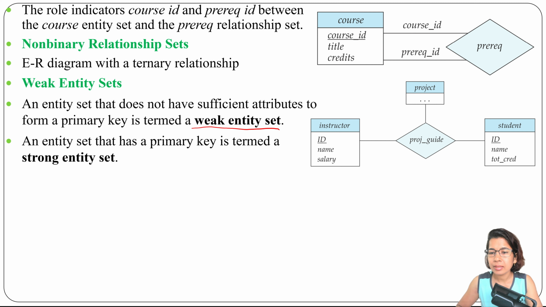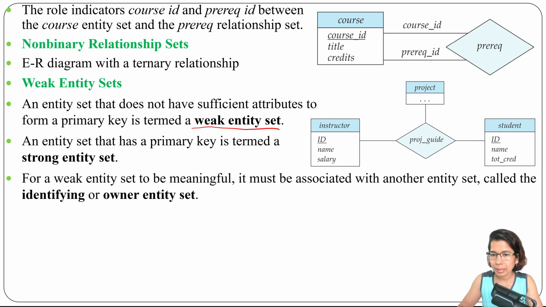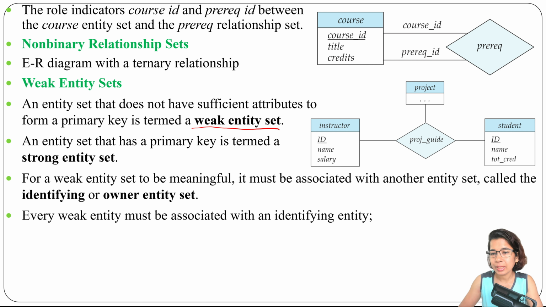And a weak entity set doesn't have any meaning on its own. To make it meaningful, it should have some owner entity set. For any pet, how can we identify it? By its owner, right? In the same way, for each weak entity set there is an identifying or owner entity set, and the weak entity set must be associated with its owner entity set. So how will it associate? By a relationship.